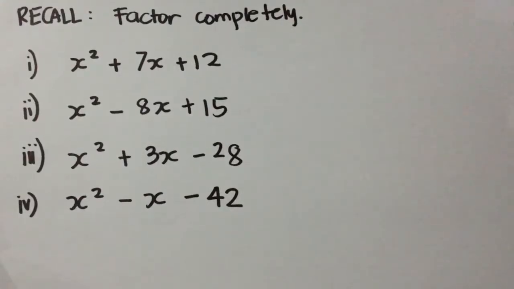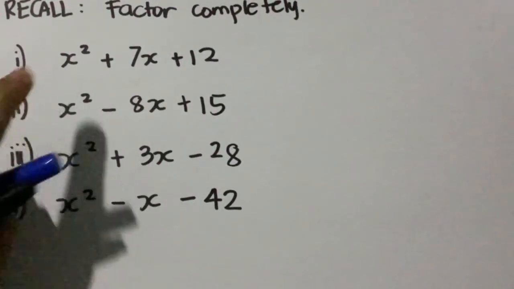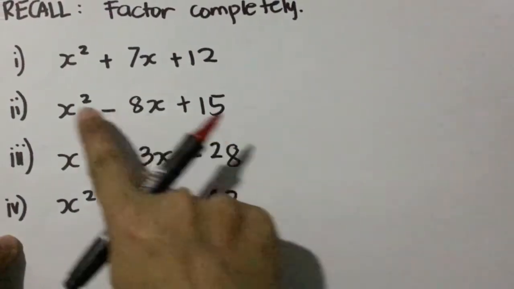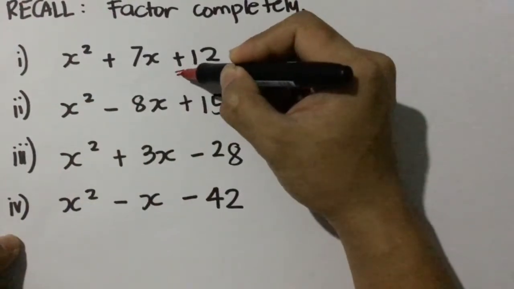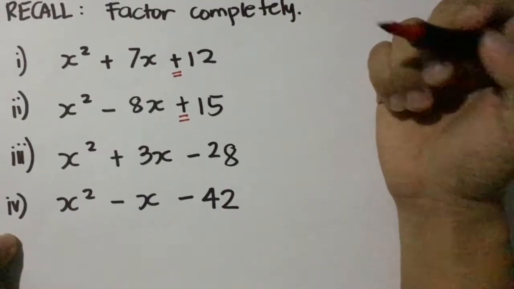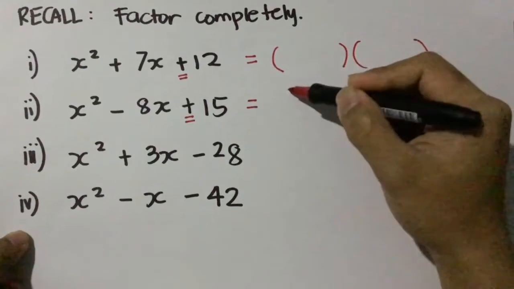Before we begin factoring expressions with leading coefficients greater than 1, we have to recall first how to factor these simple expressions. Let's start with number 1. Always remember that when the last term of your trinomial is positive, just like these two expressions, then it means that your factors have the same sign for the second term.